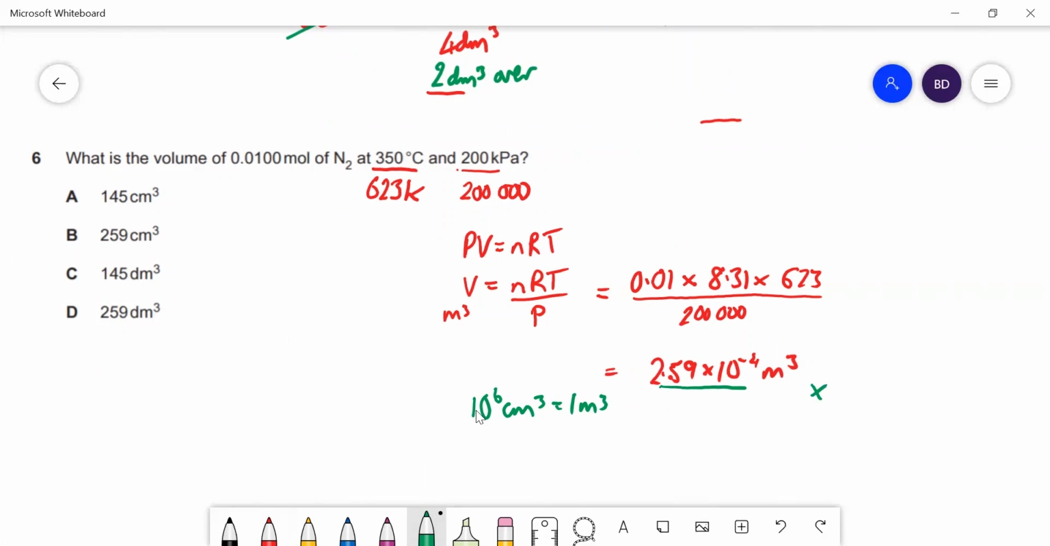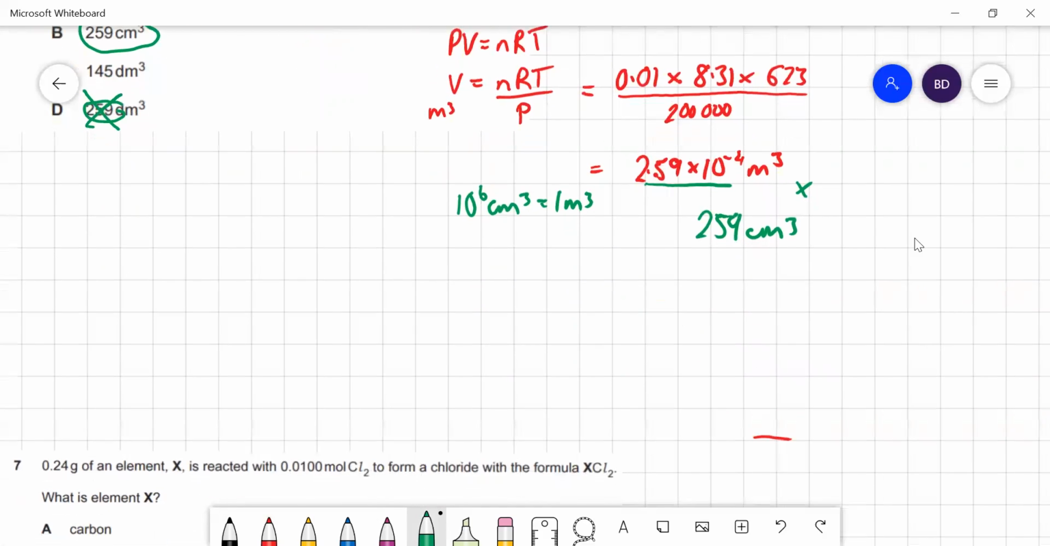Okay. And that gives us 259 centimeters cubed. So look, they're trying to distract us with that. It's not the right answer. This is the one there. Okay. So that's just about knowing your units, as is always the case with the ideal gas equation.